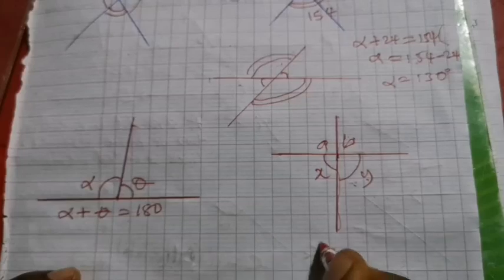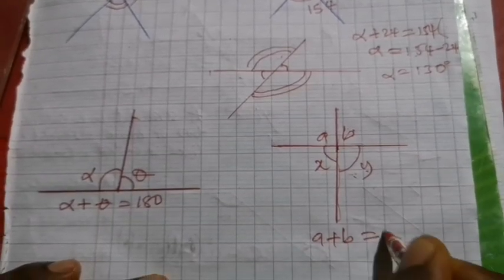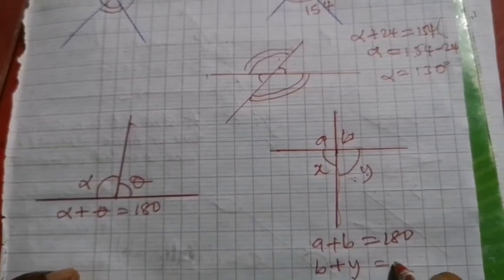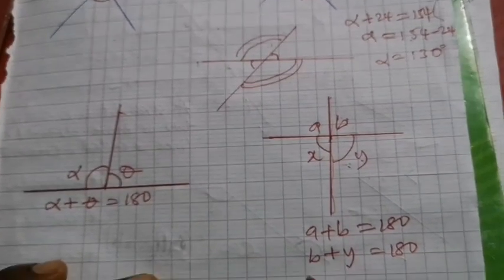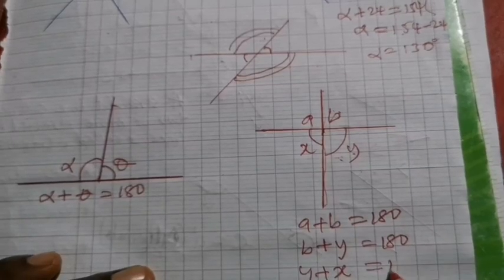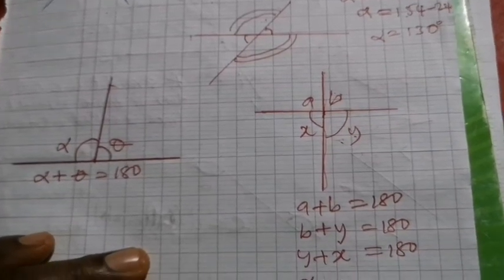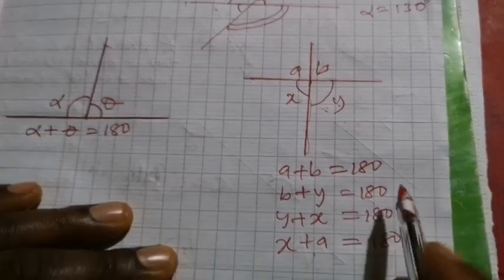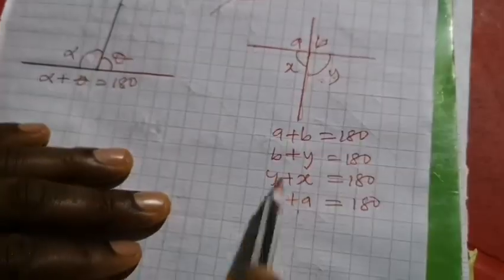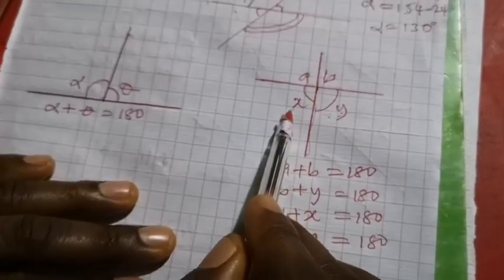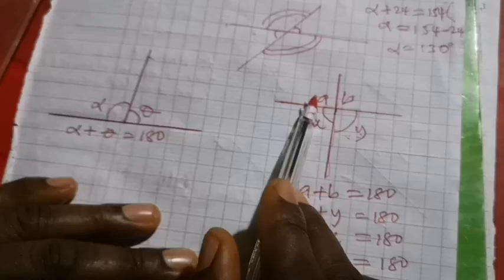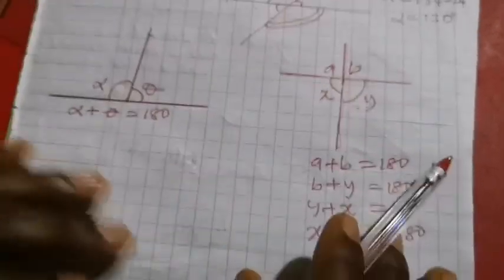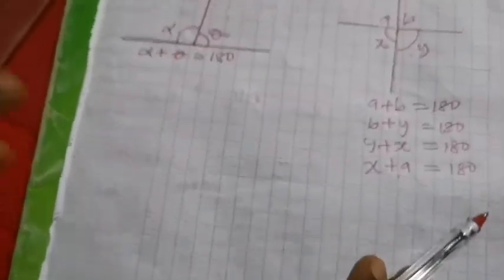So that means that A plus B is equal to 180 degrees, B plus Y is equal to 180 degrees, Y plus X is equal to 180 degrees, and also X plus A is equal to 180 degrees. Yes, the reason is just what? Adjacent angles. All these angles, they are adjacent. A and B, they are adjacent to each other. X and Y, they are adjacent to each other. Okay, fine.